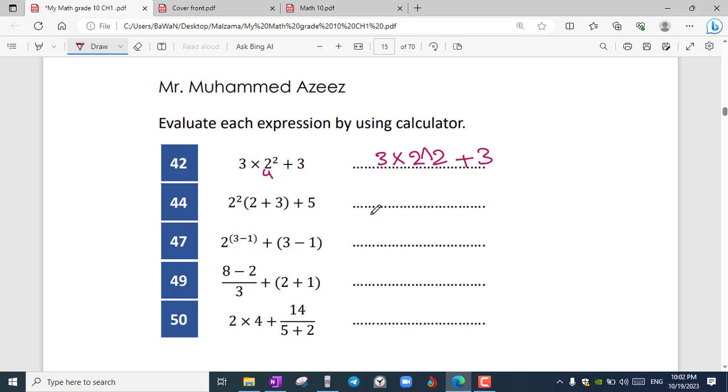To write this in calculator, firstly you write 2 power 2, then bracket 2 plus 3 plus 5. Then you'll get the answer. Similarly, this will be 2 power 2 plus 2, which is equal to 2 power 2 is 4 plus 2 is 6. To write this in calculator, 8 minus 2 is 6. 6 divided by 3 is 2. Then 2 plus 1 is 3. The result is 5.